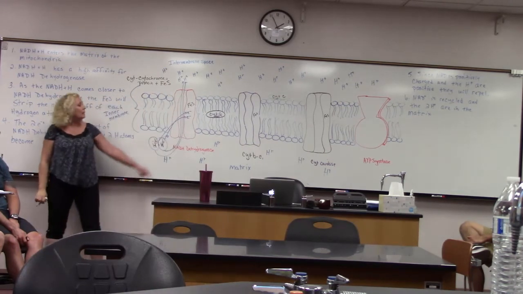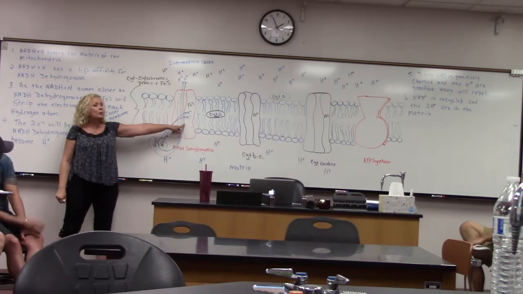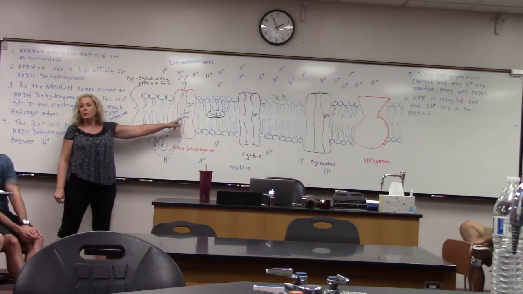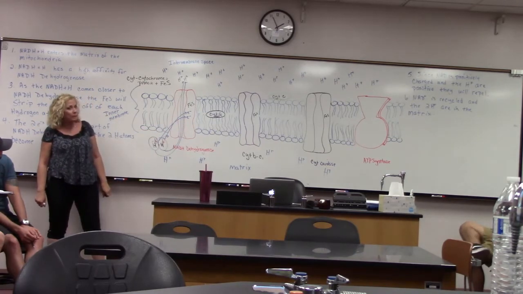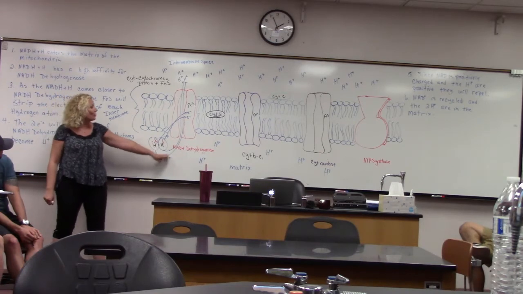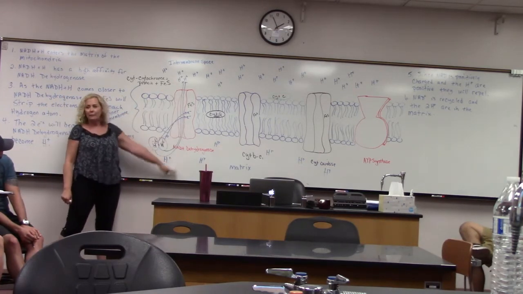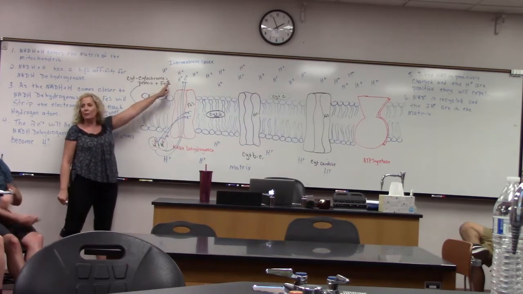Okay, so again, the 2 electrons, their job is to use their kinetic energy to change the shape of our pump and activate that pump. And now with active transport, we're going to transport our 2 hydrogen ions from low to high concentration from the matrix to the intermembrane space.